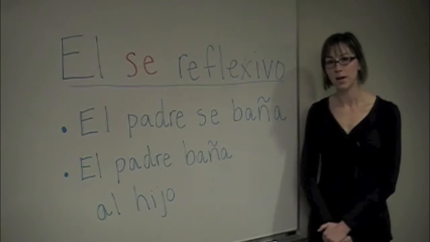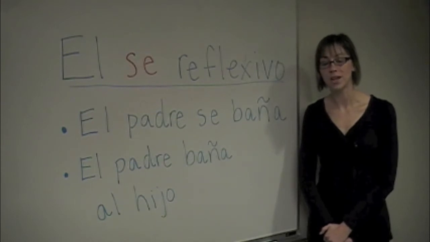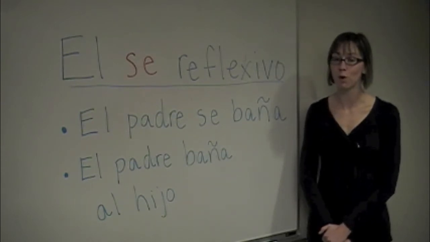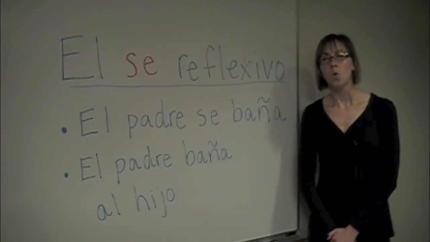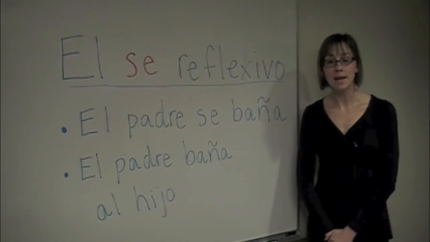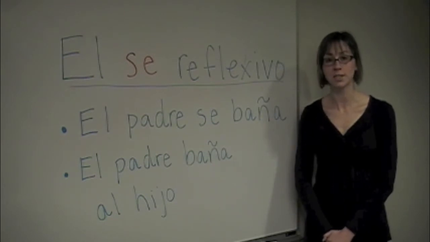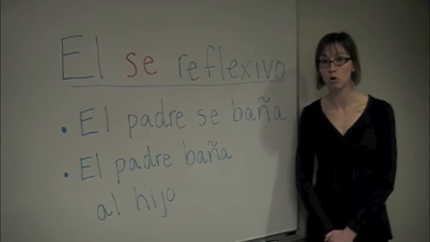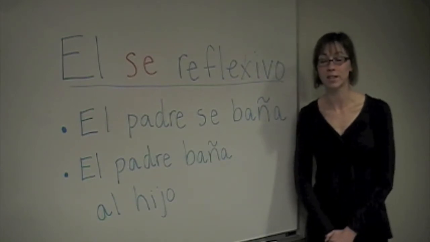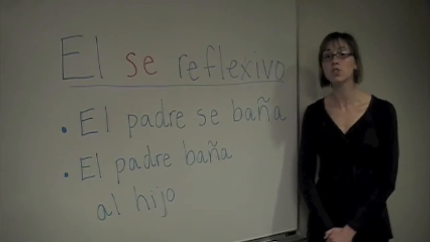But the second one here, el padre baña al hijo. The father bathes the child. He's no longer bathing himself, therefore the se reflexivo is not needed in this construction. What if I were to say, la madre se peina? The mother combs or brushes her hair. It's an action she's doing to herself. Therefore, I use the se. But if I say, la madre peina al hijo, the mother combs the child's hair, notice there I did not use the reflexive se. So that covers the first use.